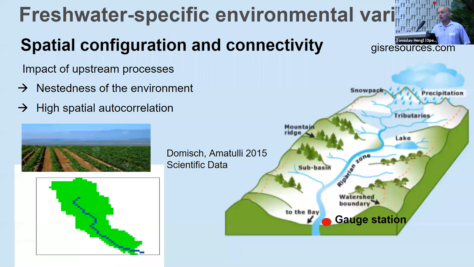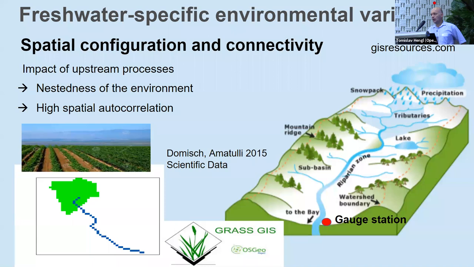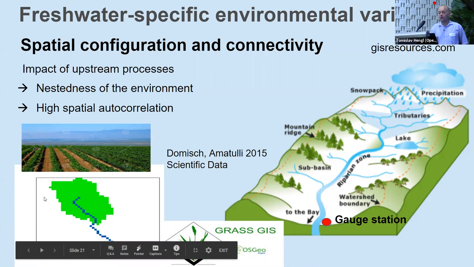So at this point, we have the gauging stations, we know where the streams are, and we know all the predictors. We are in the framework of implementing machine learning. I could not present any machine learning work because we are still in the process of this, which is really computationally intensive. It will probably take one year of computation on the supercomputer at Yale.